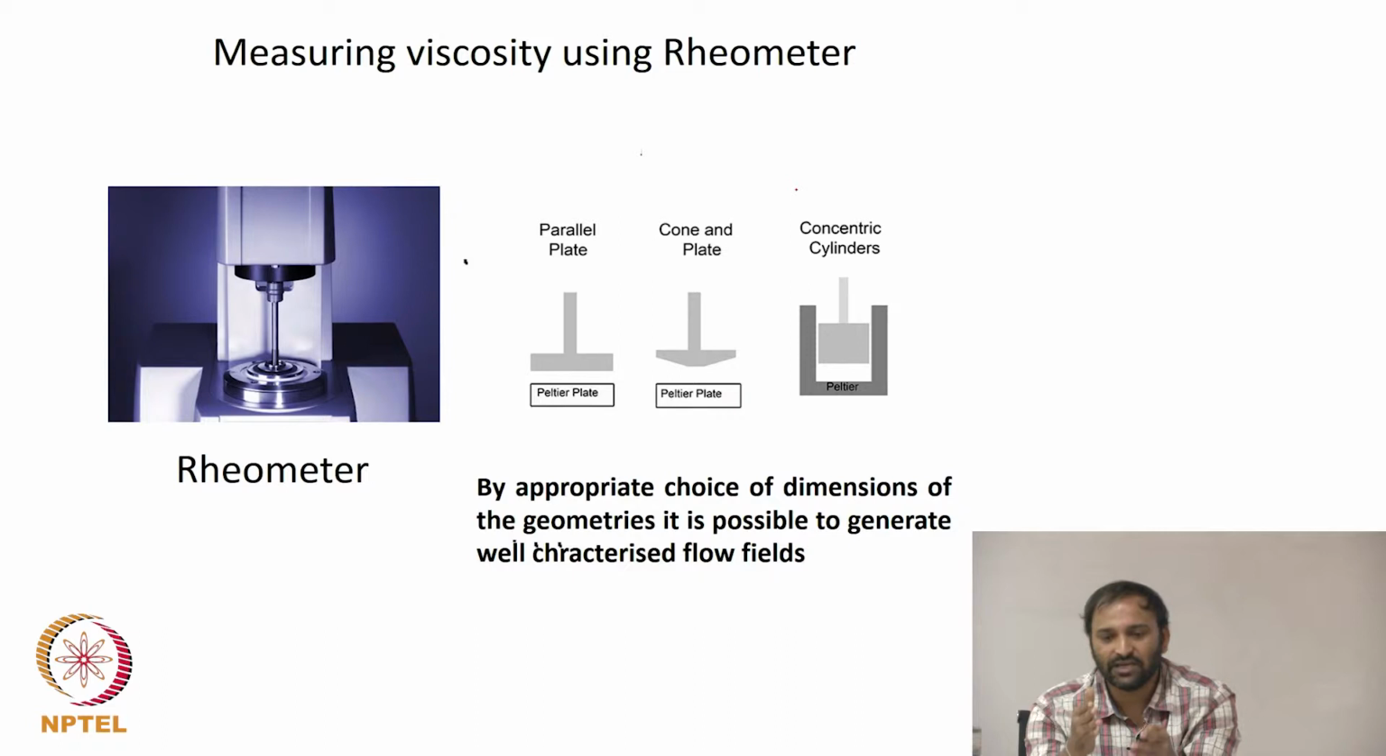If you're using concentric cylinders, and R_i is the radius of the inner cylinder and R_o is the radius of the outer cylinder, all these well defined flow fields are generated only if the ratio R_i over R_o is very close to 1. That is the limit of a very, very narrow gap. So you have to work with geometries of appropriate dimensions. Only then do you develop a flow field which can be described by the math that you have done in class. That's the most important thing.